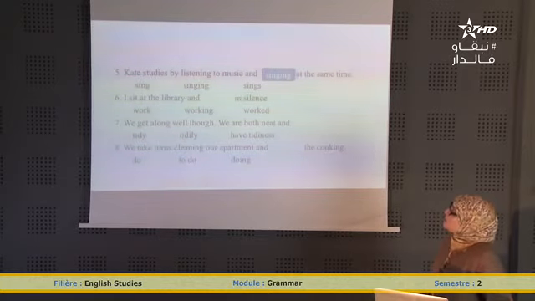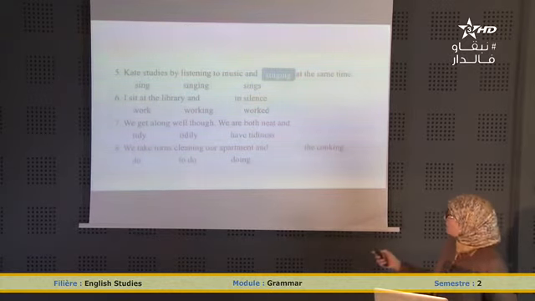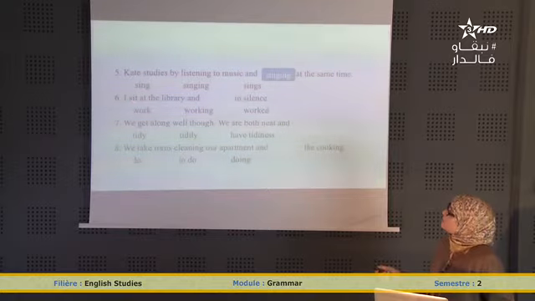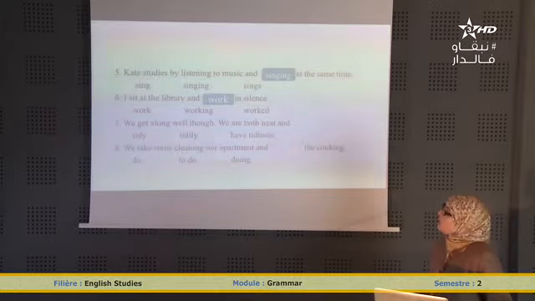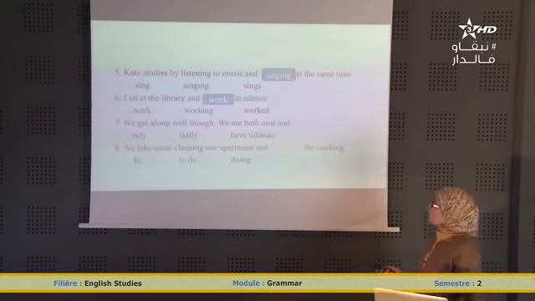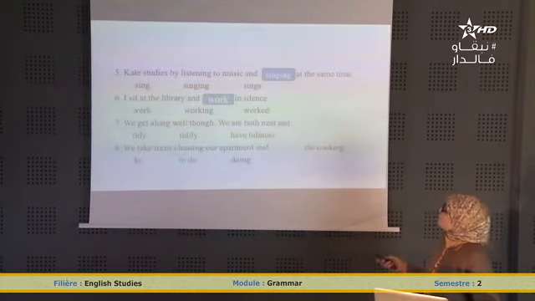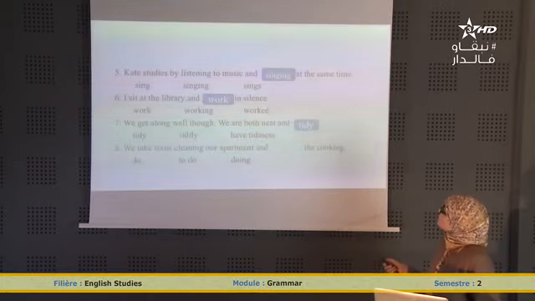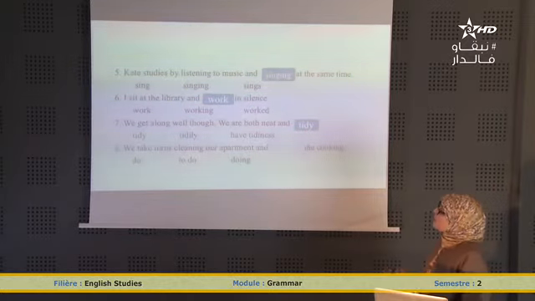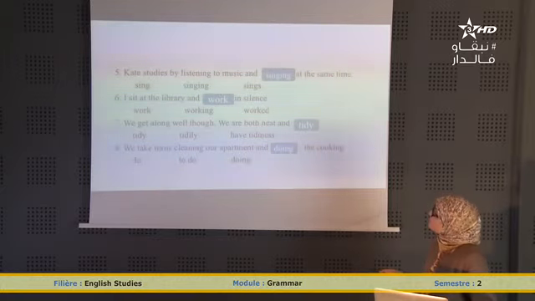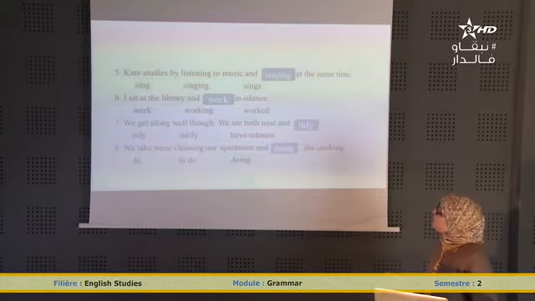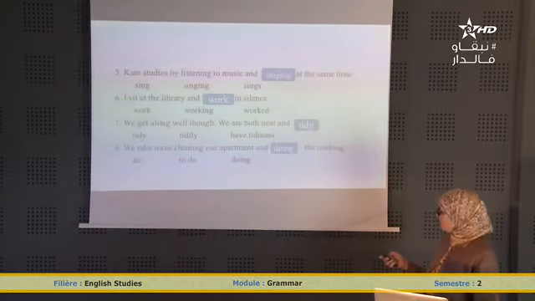Number 6, I sit at the library and, look at the verb here is sit, so we need the verb work. So I sit at the library and work in silence. For number 7, we get along well though we are both neat and, so look at this, we have neat, adjective, plus tidy, adjective. Now number 8, we take turns cleaning our apartment and doing the cooking. Again we have cleaning and doing, the same form, verb plus ing.